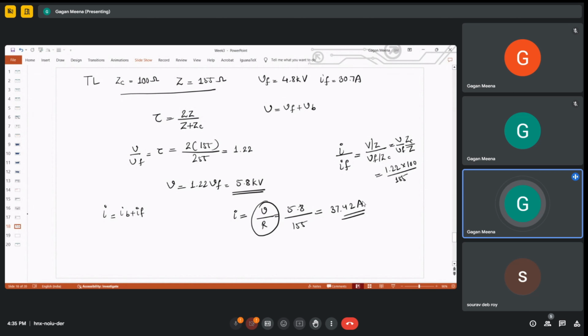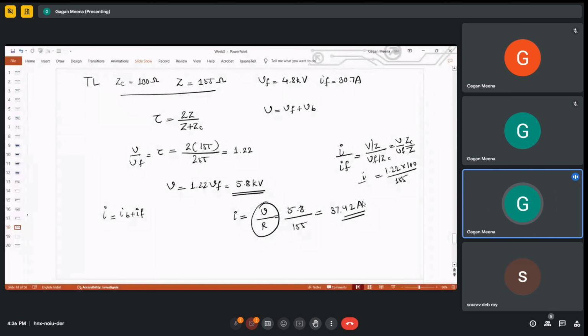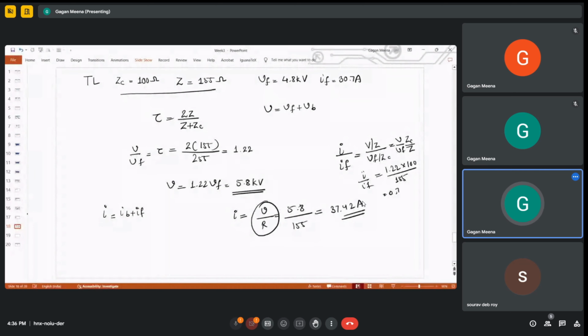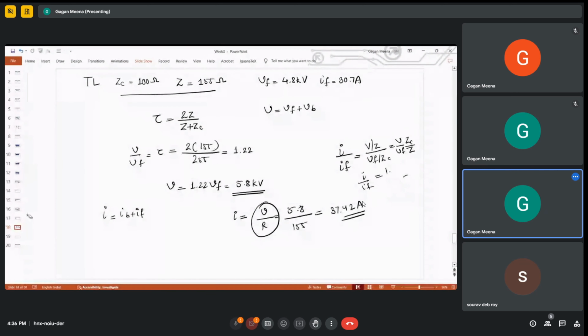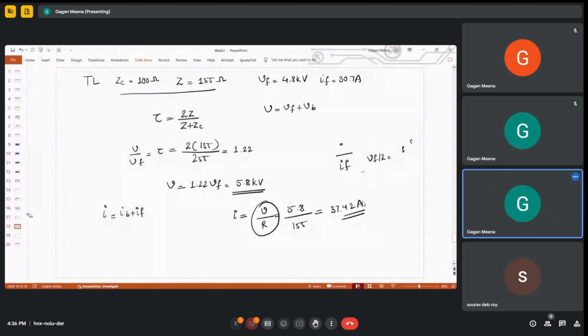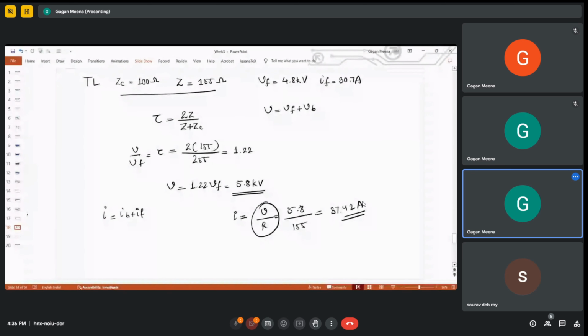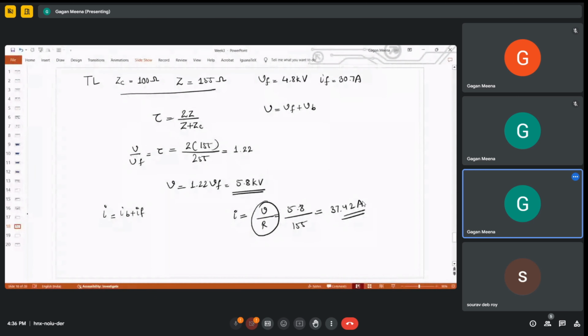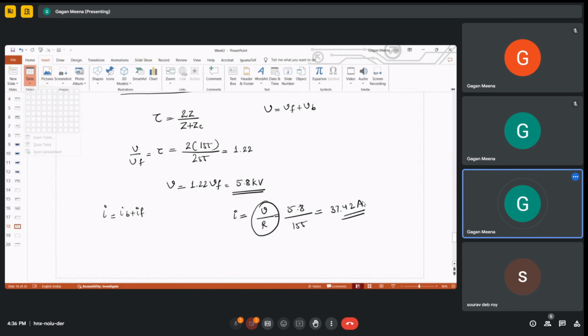So this will be the current reflection coefficient. The current reflection coefficient will be around 0.7. Here it is simple V by R you can do. Next, let us go into the next question now.